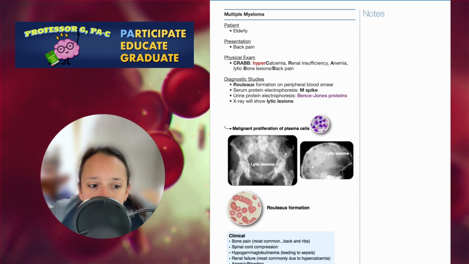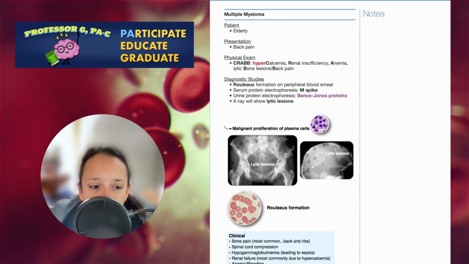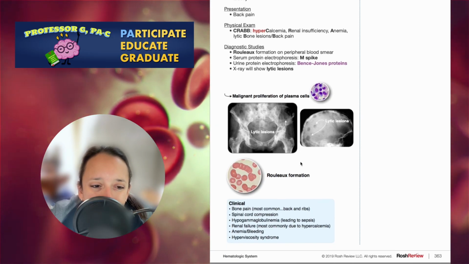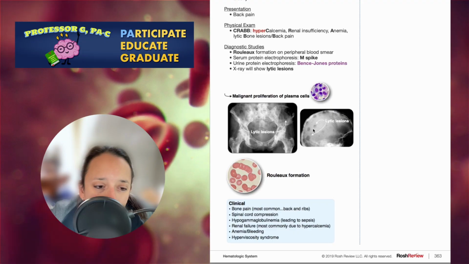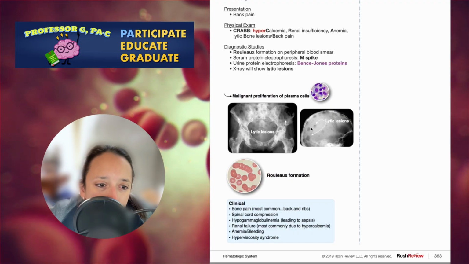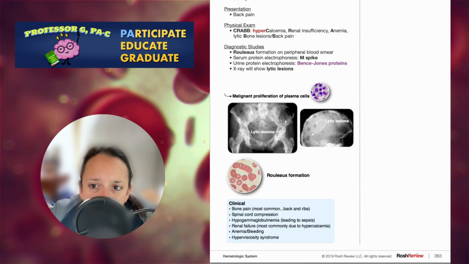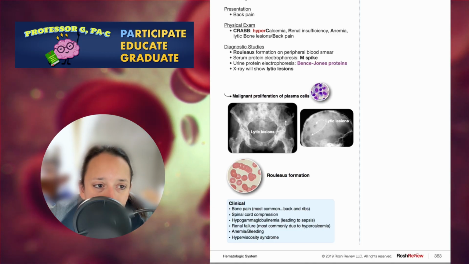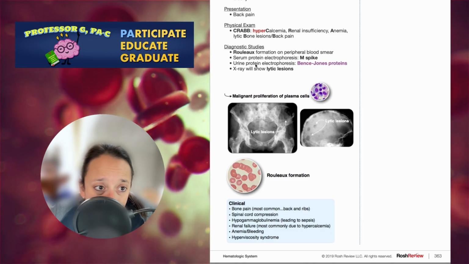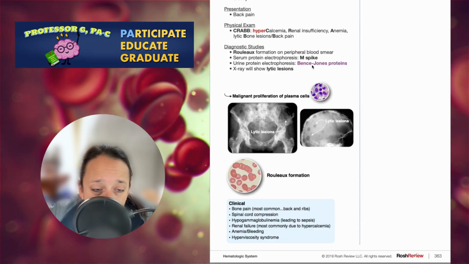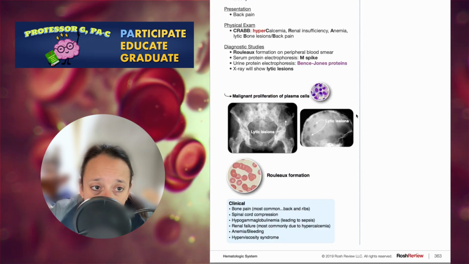On lab work, you're going to see a normocytic anemia, but you're going to see the classic rouleau formation. And I kind of think of these lytic lesions, as you get them punched out, they kind of formed coins that stack on one another. You might also see hypercalcemia, elevated creatinine, elevated ESR, and you might see in the urine the Bence-Jones protein.